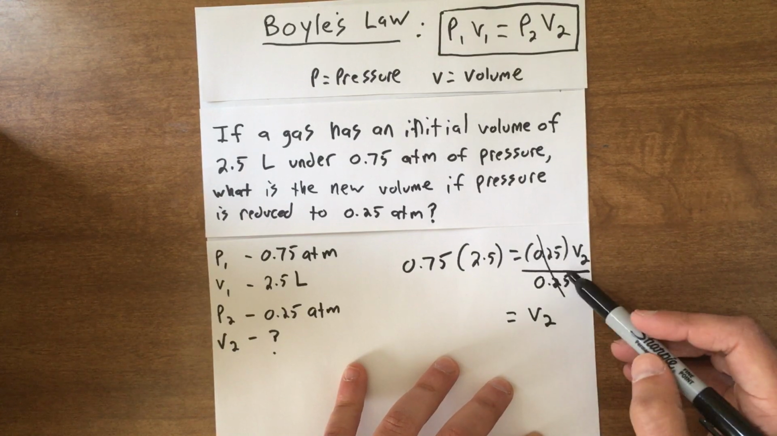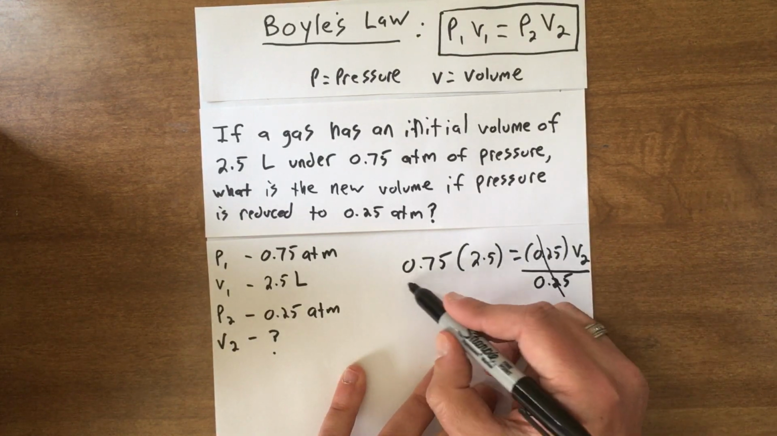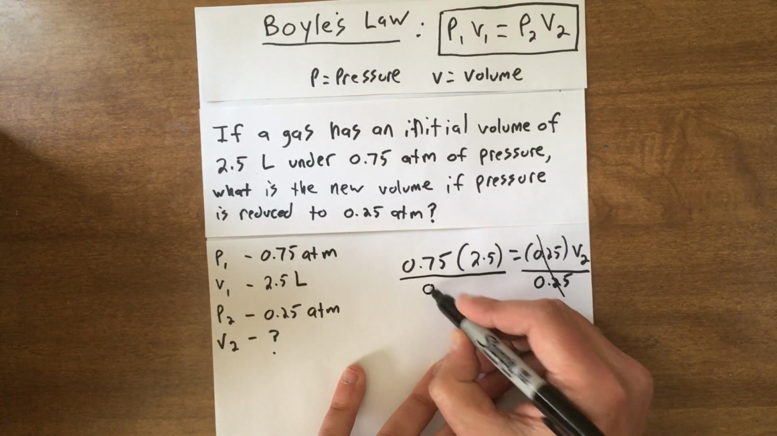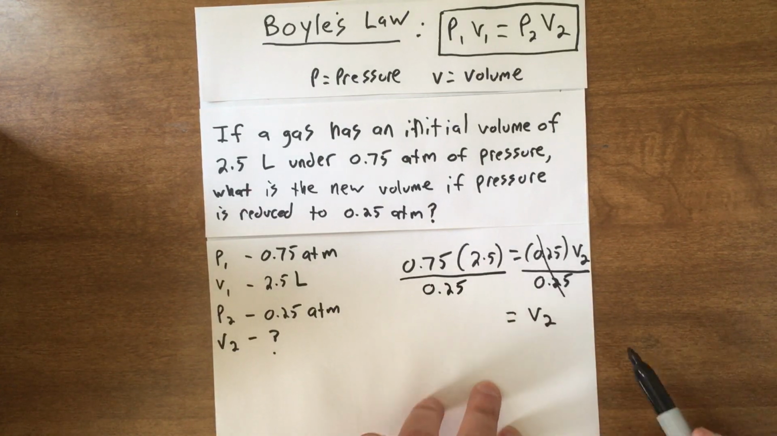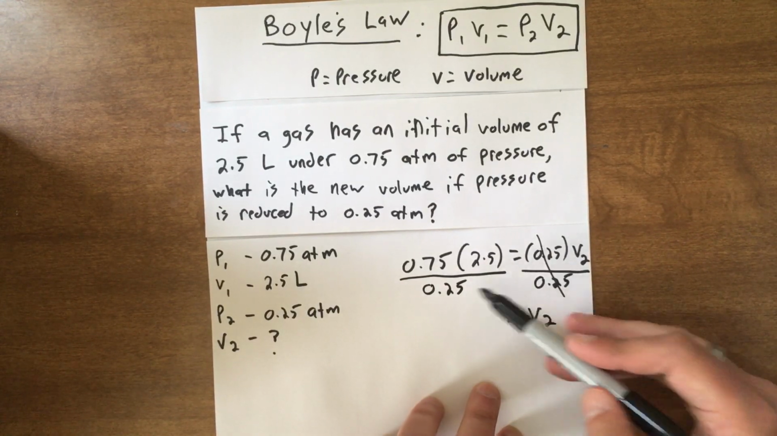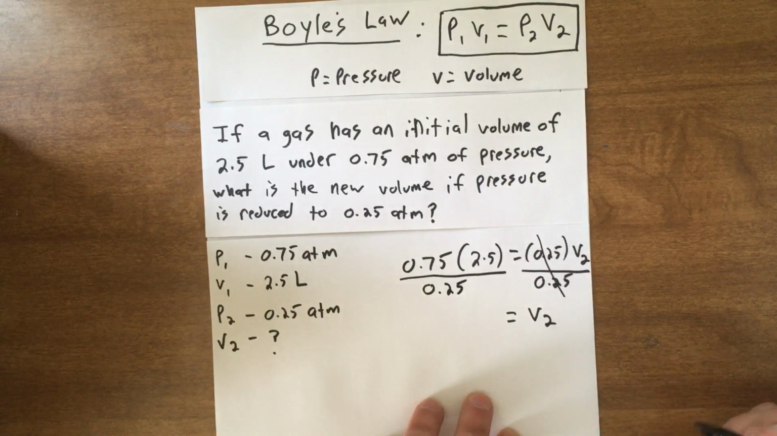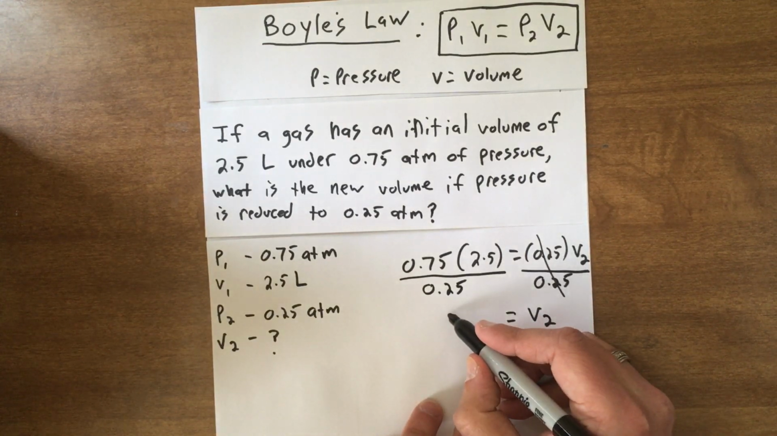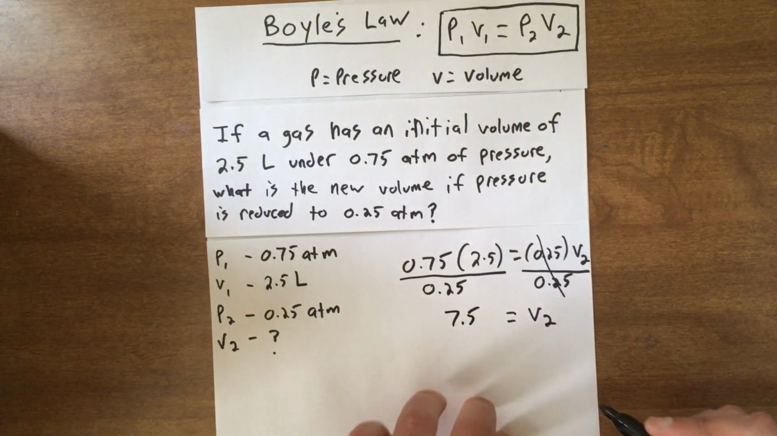And if we did something to the right side, then we have to do it to the left side as well, right? That's a big rule in algebra. So we divided by 0.25 here, so we're also going to divide by 0.25 here. And what that's going to leave us with is 7.5 for our answer.